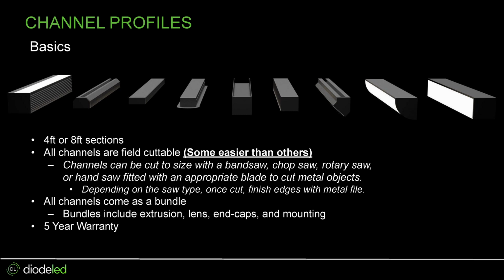All of our channels also come as bundles. And so what this means is that you don't have to look around and try to find the lens and the end caps and the mounting clips. So all of our channels will have that automatically in the bag. So lens, end caps, mounting clips, and the extrusion. And then all of our channels as well come with that 5-year warranty.